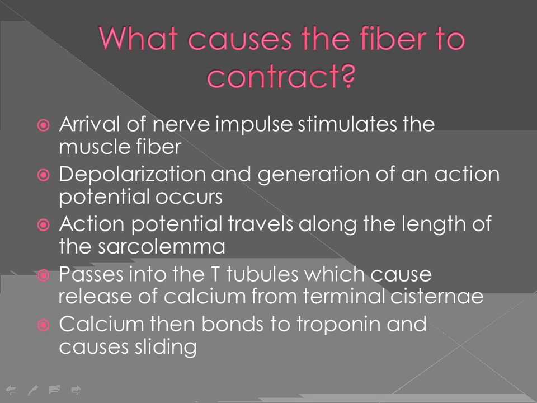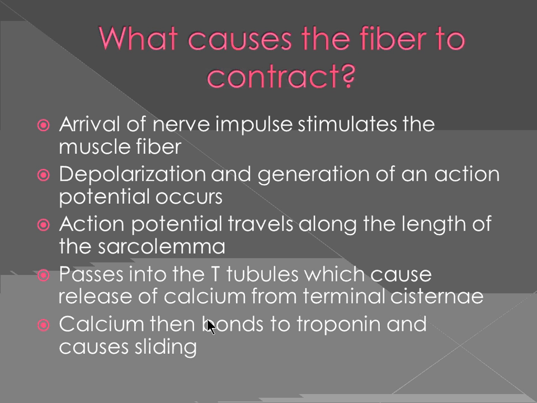Now, when this nerve impulse arrives, it disturbs that equilibrium. And that disturbance is known as depolarization. We'll be looking at it and we'll see what happens. And when the sarcolemma, the muscle cell membrane, gets depolarized, it generates what is known as an action potential. So the nerve impulse then continues along the length of the sarcolemma. Because the sarcolemma has these T tubules, it will go and stimulate the T tubules as well. Then those T tubules cause calcium to be released from the terminal cisternae. And when that calcium gets released, it binds to troponin and the sliding occurs, right?